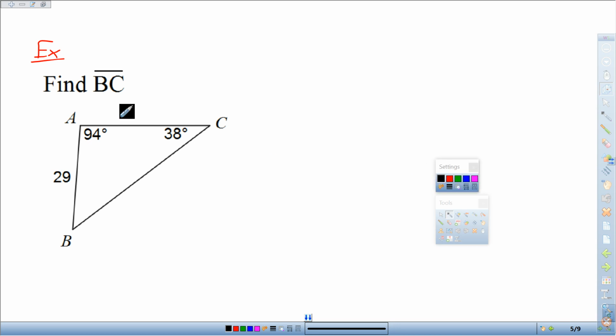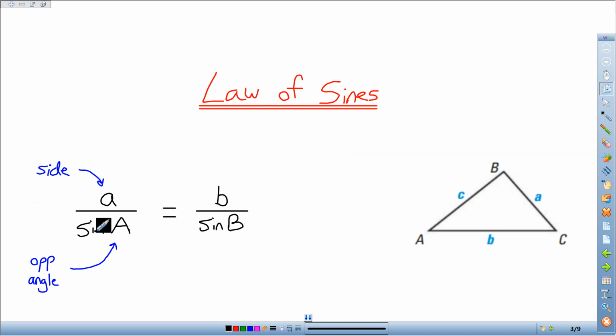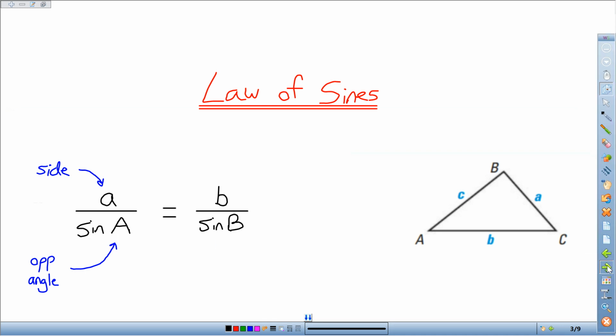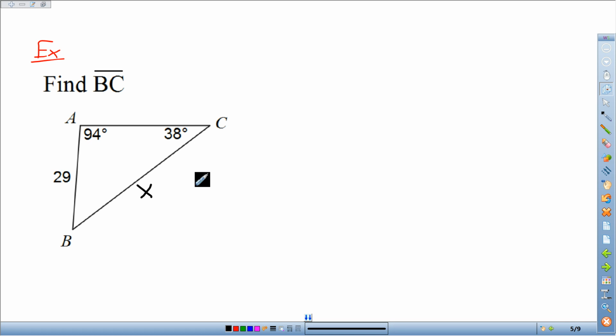Okay, so first thing, what are they asking? Find side BC. So here's BC. That's my variable. Okay, I'm going to go and make my first ratio just so we're all on the same page. Here is my little formula I'm using. My first ratio is the side length I'm looking for over sine of the angle opposite that side length. All right, so the side length I'm looking for on this one is x. That goes up top over sine of the angle opposite this side, which is 94.